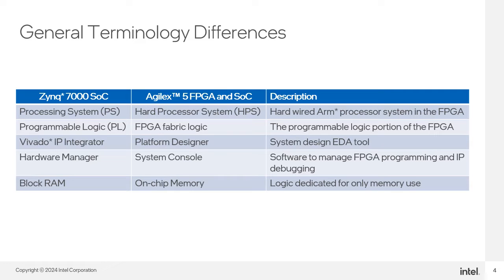The Hardware Manager and System Console are terminal-like tools to connect to your FPGA through a JTAG port where you can read and write values to registers inside of the IP that support such a connection. Lastly, Zynq's block RAM or BRAM is analogous to on-chip memory for the Agilex 5.